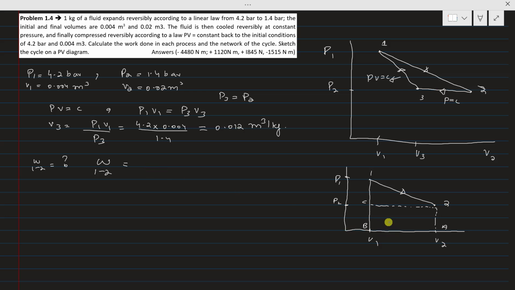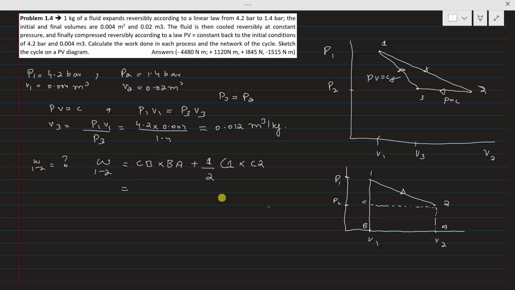Okay, so the rectangle area is CB multiplied by BA. Then plus half, we need to find this triangle area, it is equal to the height C1 multiplied by this C2. So from this graph, when you find the rectangle area and triangle area, you will get the work output from process 1 to 2.